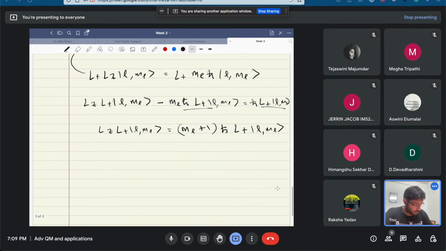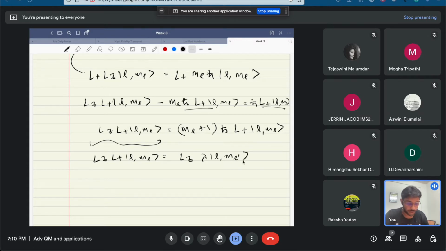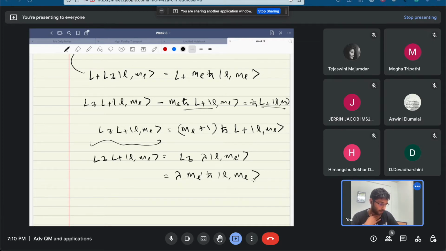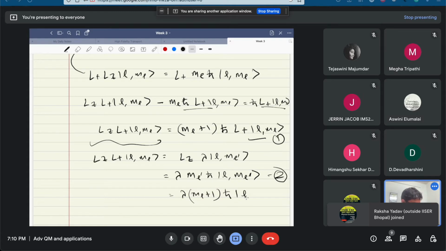Now let's do this part on the LHS separately. We have LZ L plus acting on L, ML. As we have considered lambda as the eigenvalue, LZ L plus acting on it gives us lambda L, ML prime. We don't really know what L prime is here. Now when LZ operates on it, we get ML prime L, ML prime. So if you compare this equation, let's say 2 and 1, L prime is going to be ML plus 1. If you equate the two, you can write it as lambda ML plus 1 h bar L, ML plus 1.